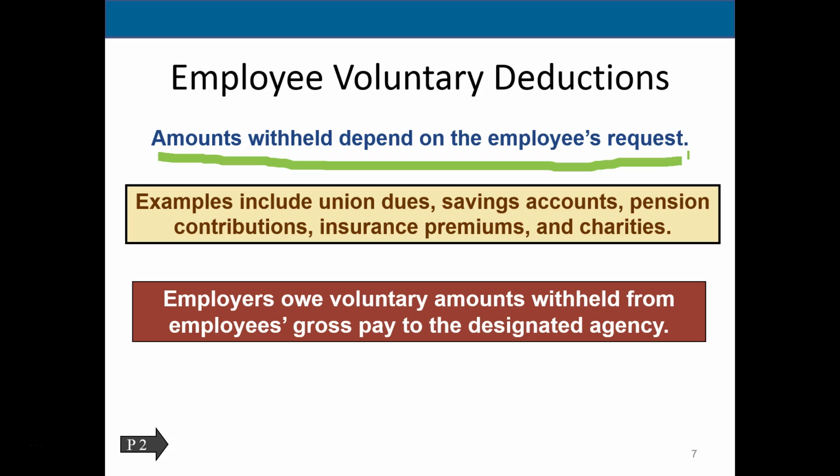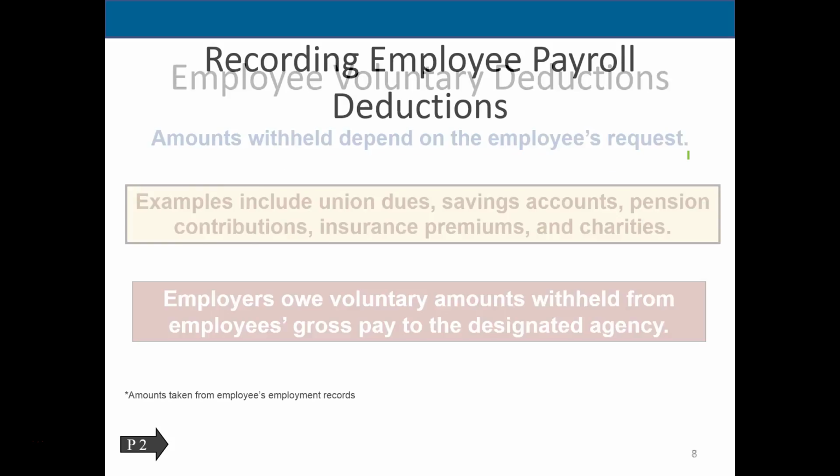So employers owe voluntary amounts withheld from the employee's gross pay to the designated agency. And the biggest voluntary things are going to be health insurance, oftentimes, and 401k benefits, which are really good things to the employee if the employer offers those and allows the employees to participate in those plans.